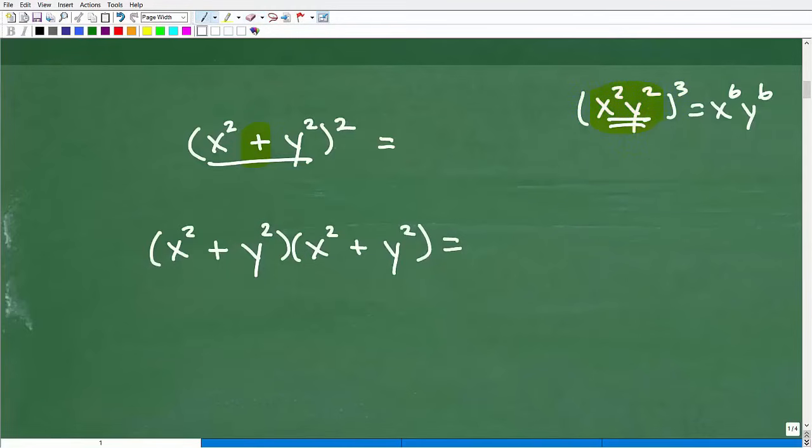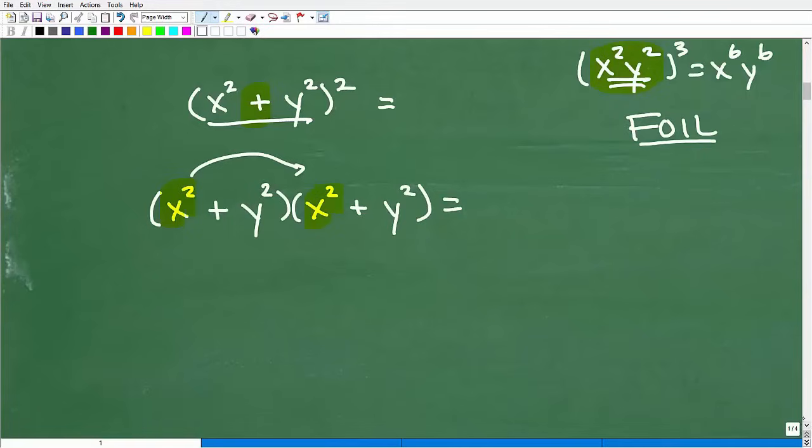How many of you can actually do this problem? I'll give you a little bit of a hint. You can use the FOIL method: first, outer, inner, last. Let's go ahead and do that now. So the first, right, you're going to do this. If you don't want to see the answer quite yet, you can pause the video and do it on your own, to check your understanding.